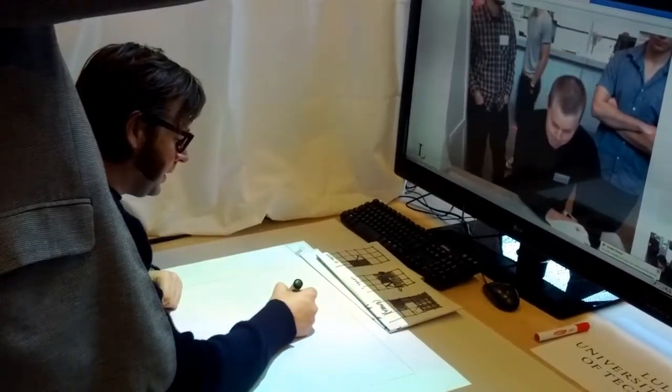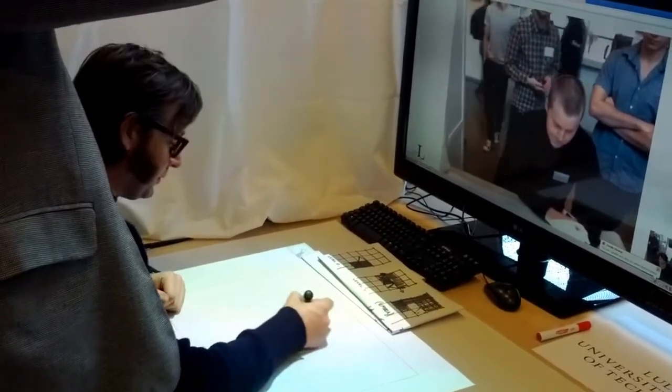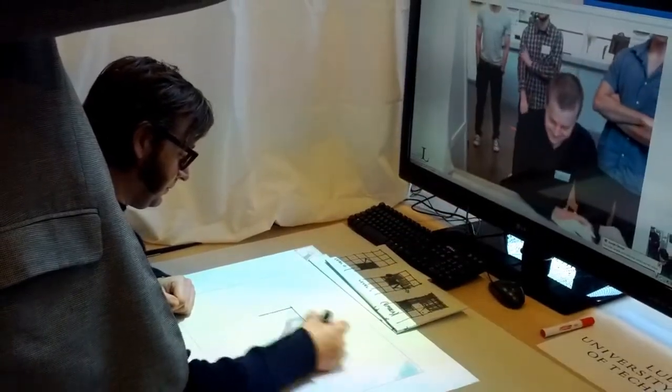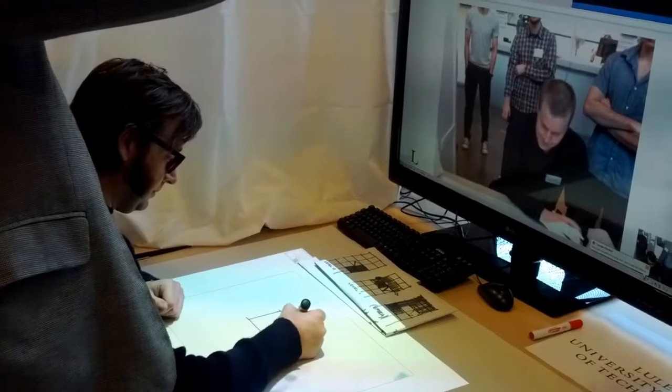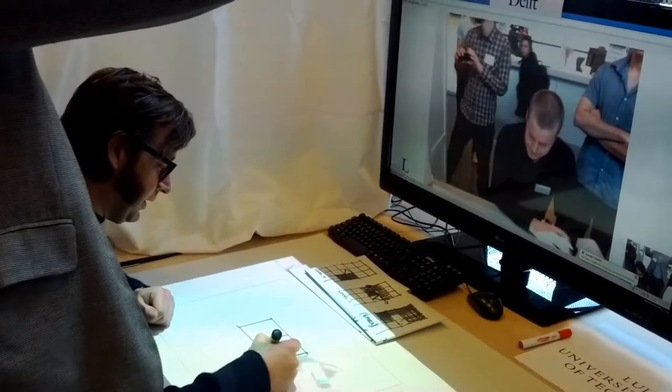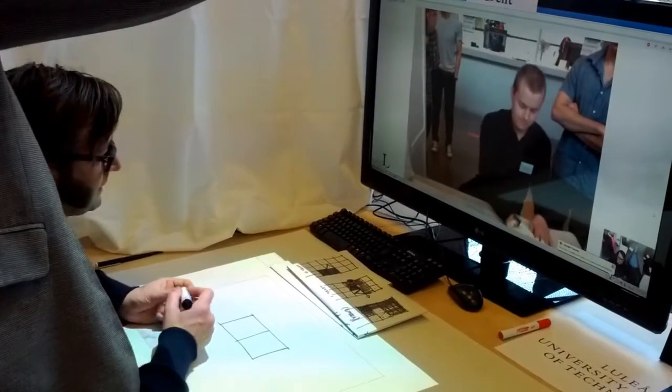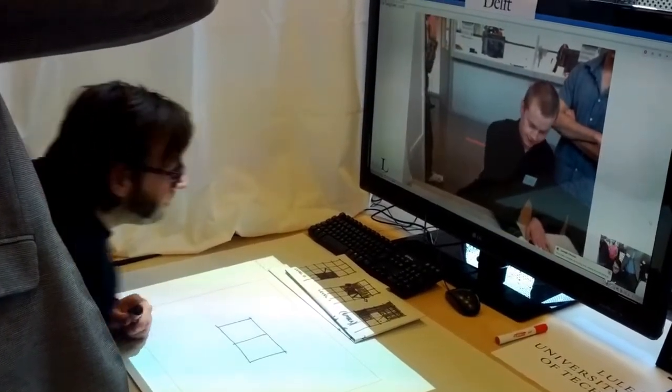Central perspective with one viewpoint. You draw 2 cubes or 2 squares, so you like this. That's the beginning. You have to draw this. You can copy mine.